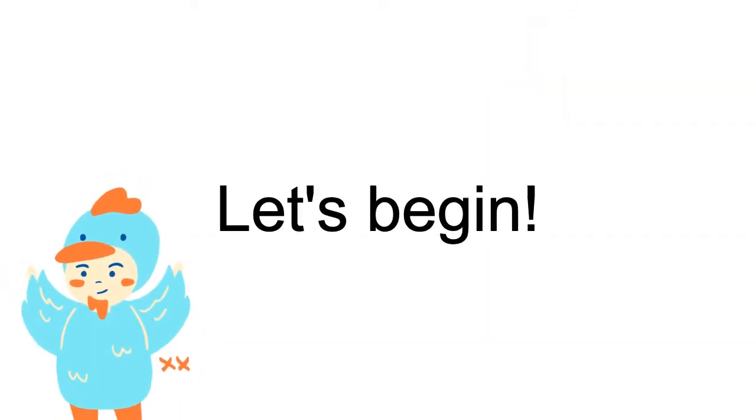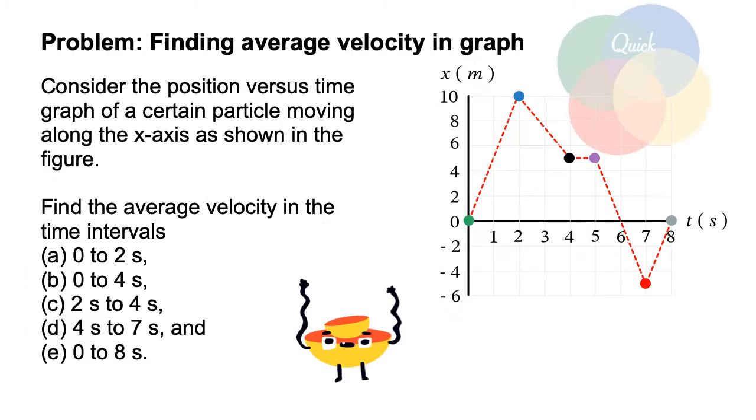Ready? Let's begin. This problem is about finding the average velocity of a particle from a given position versus time graph. Consider the position versus time graph of a certain particle moving along the x-axis as shown on your right. Find the average velocity in the time intervals 0 to 2 seconds, 0 to 4 seconds, 2 to 4 seconds, 4 to 7 seconds, and 0 to 8 seconds.